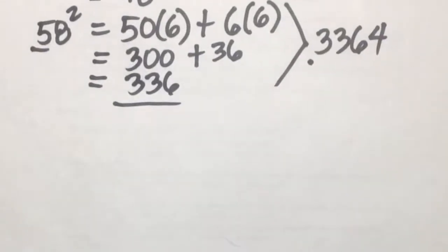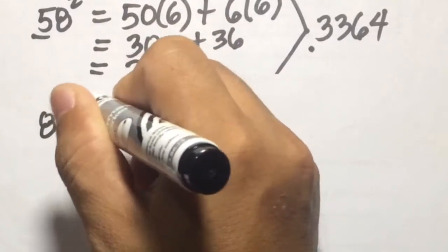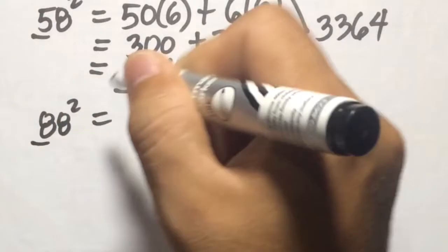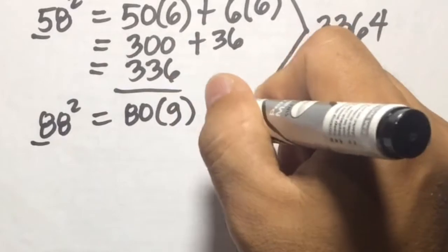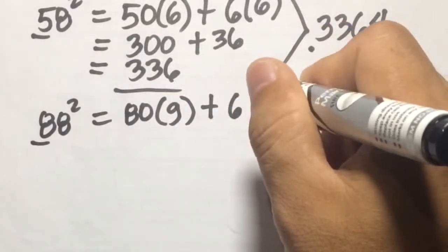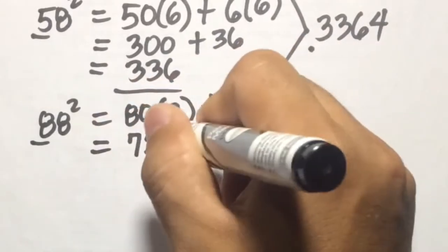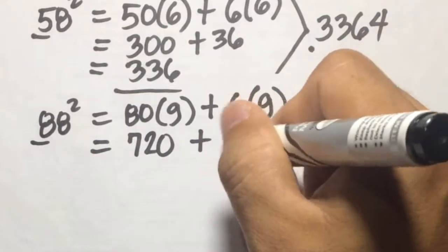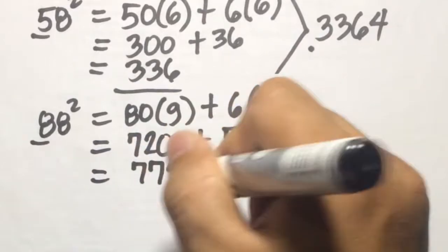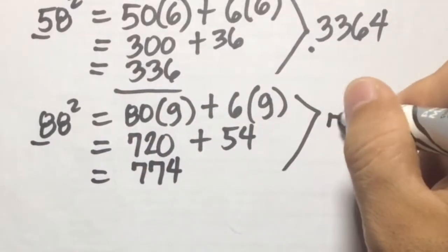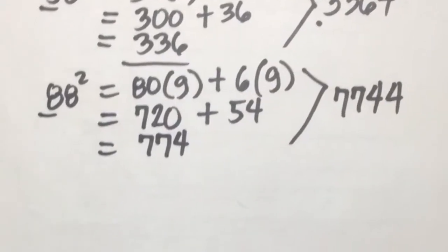Next example. Let's have 88 squared. So the first digit is 8. We're going to have 80 times the next number after 8, which is 9, plus the constant 6 times 9. So 80 times 9 is 720. Then 6 times 9 is 54. So 720 plus 54 is 774. So your answer here will be 7,744.